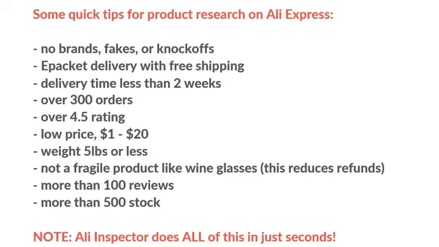And then you want to see products that have over 300 orders, a rating over 4.5, and you want to look for low-priced items so you can mark them up pretty high, so between $1 and $20. Also, you want to look at products that don't weigh a lot because it will cost more for shipping. And try to stay away from fragile products like wine glasses. Those types of things can really reduce refunds. In addition, you want to look for products that have more than 100 reviews and have at least 500 in stock. And the cool part is, AliInspector can do all this in just seconds.